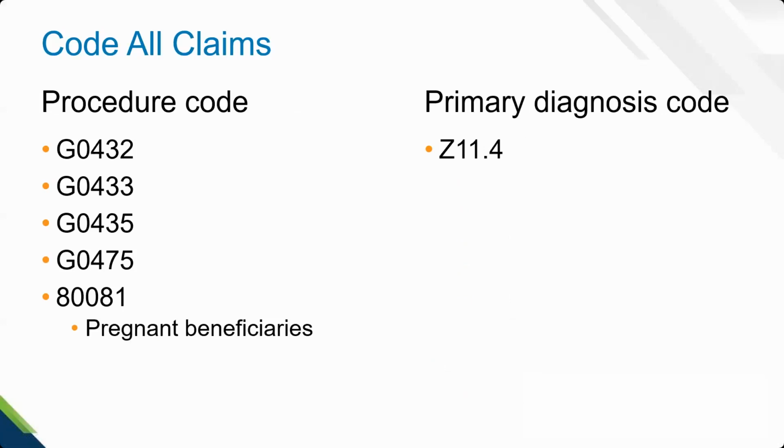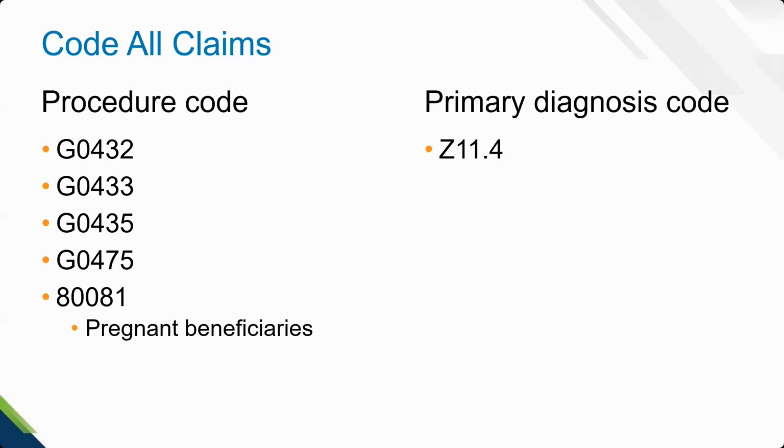The codes listed on this page are applicable regardless of what form you use. The codes listed in the column Procedure Codes are used to report what type of screening was used. Code 80081 is for an obstetric panel and would only be applicable if the patient was pregnant.